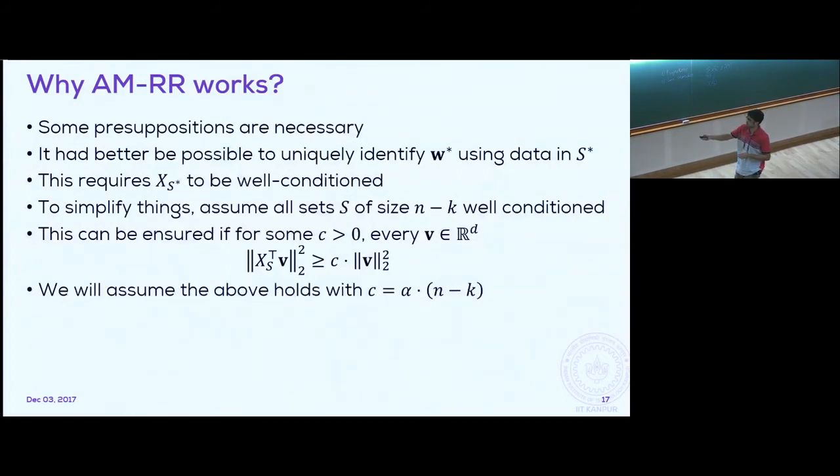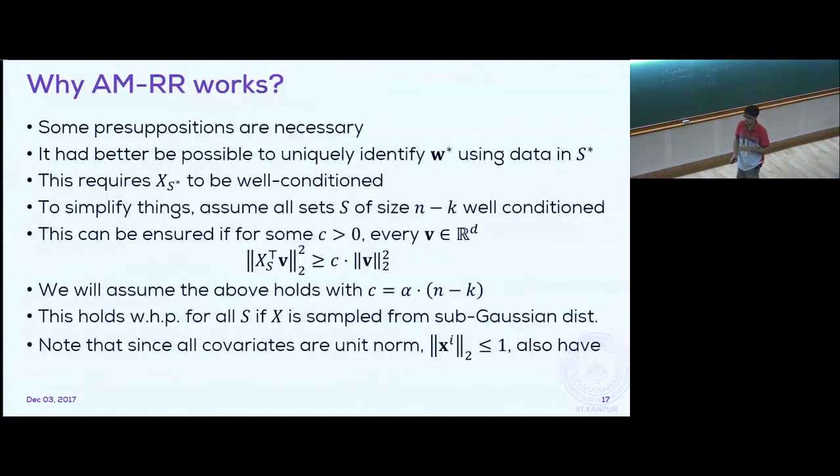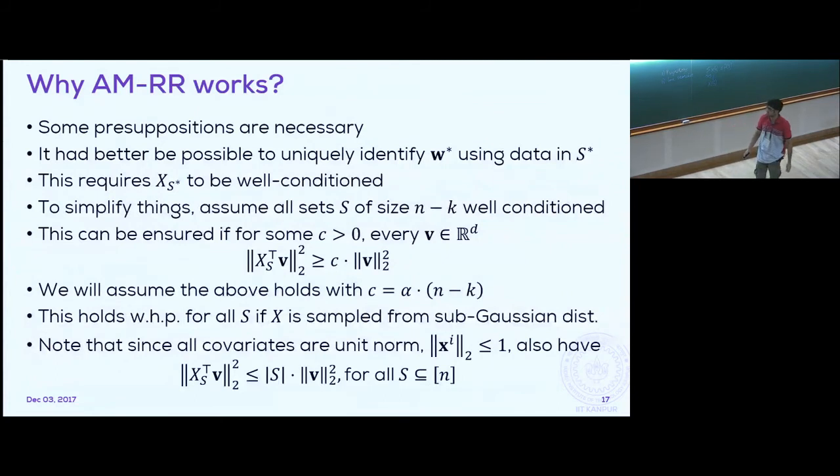I've already assumed that all of them... So this holds the upper bound. The largest singular value is always bounded by the size of the set. In fact, this holds for all sets, not just sets of size n minus k. But for sets of size n minus k, I'll assume that the smallest singular value is lower bounded as well. And this actually holds with high probability if the data points are sampled from a sub-Gaussian distribution.